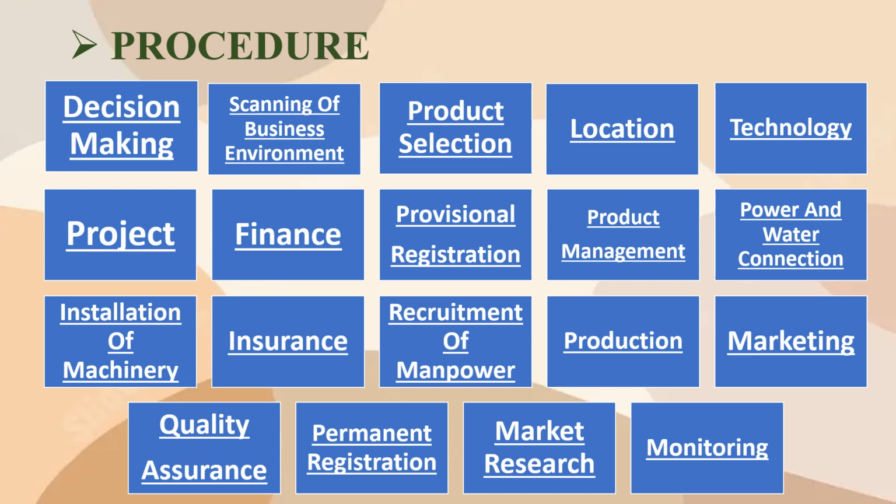Next is the installation of machinery. Once the above formalities have been completed, the next step is to procure machinery and begin its installation as per the plant layout. Next is the insurance. It is necessary to have adequate insurance for fixed assets at this stage and later on for the current assets as well.